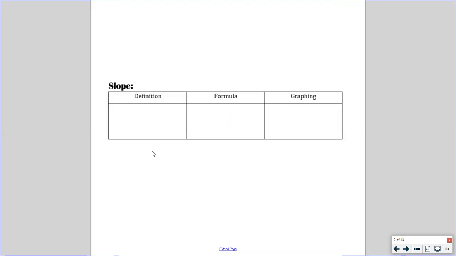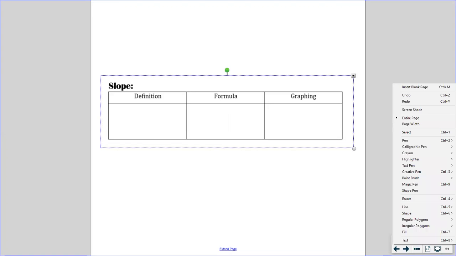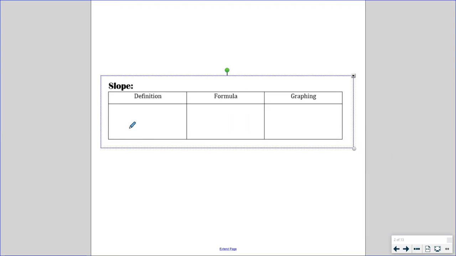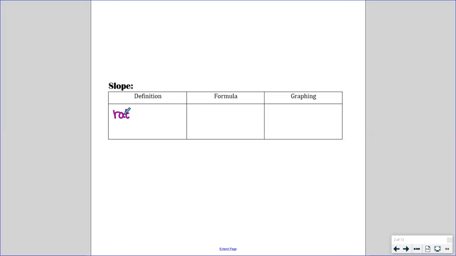All right, so definition for slope, the definition and formula for graphing. For definition, it would be the rate of change when you're talking about slope, the rate of change. With the formula, m represents slope, and you have delta y over delta x. And when you expand on the delta y and delta x, it's y2 minus y1 over x2 minus x1.